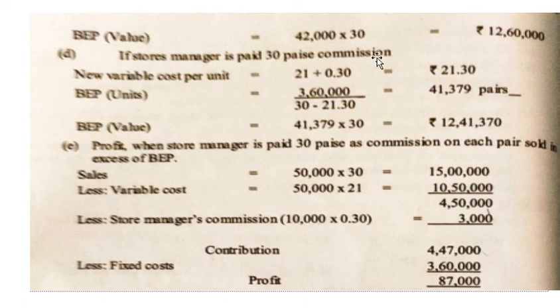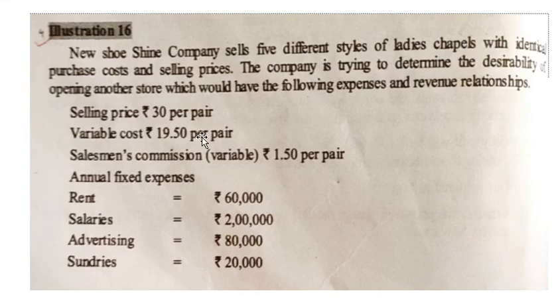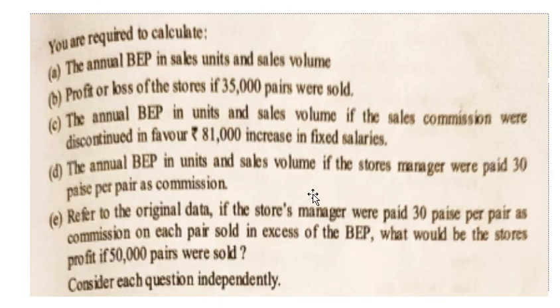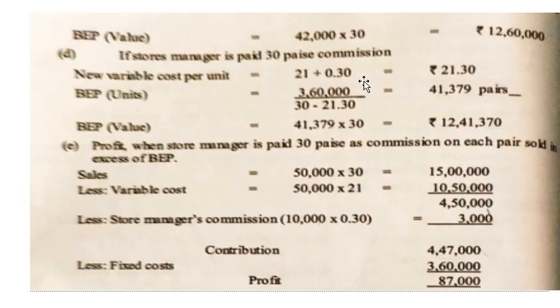So now if the store's manager is paid 30 paise commission, commission is in your variable cost. So the total variable cost, what is given in the problem or through the calculation, is 19.5 as the variable cost, and salesman commission is 1.50, which will give us a total of 21 rupees as variable cost. And as per the condition in the question, the store's manager will get extra commission where he is paid 30 paise. So 21 plus 0.30 will give us 21 rupees 30 paise. So this is our variable cost.